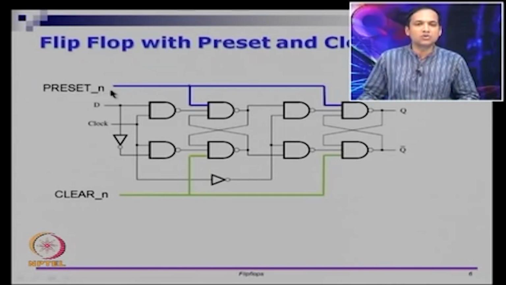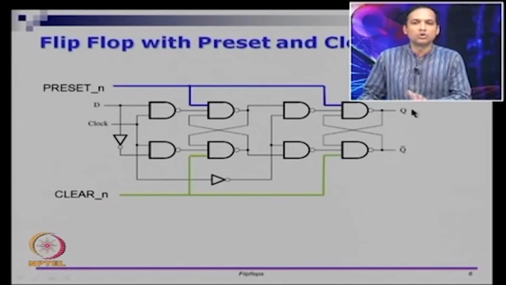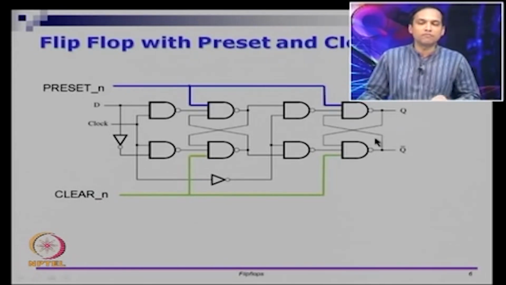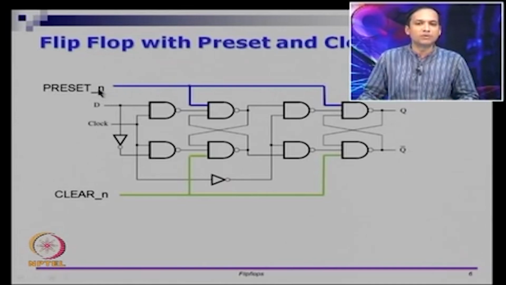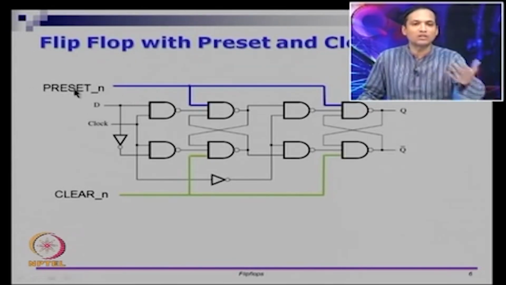When you say preset underscore n, what we mean is, if this line preset n is 0, then Q should be 1. If preset n is 1, then the circuit should work as it is. Similarly for clear, if clear is 1, Q should go to 0. If clear is 0, then the circuit works as it is. That is the usual meaning of preset and clear. Preset means set the value of the flip flop to 1 and clear means set the value to 0. Only that when you put an underscore n, it means we are using preset bar and clear bar. So, when preset bar is 0, it means preset is 1, we want the circuit to be preset.